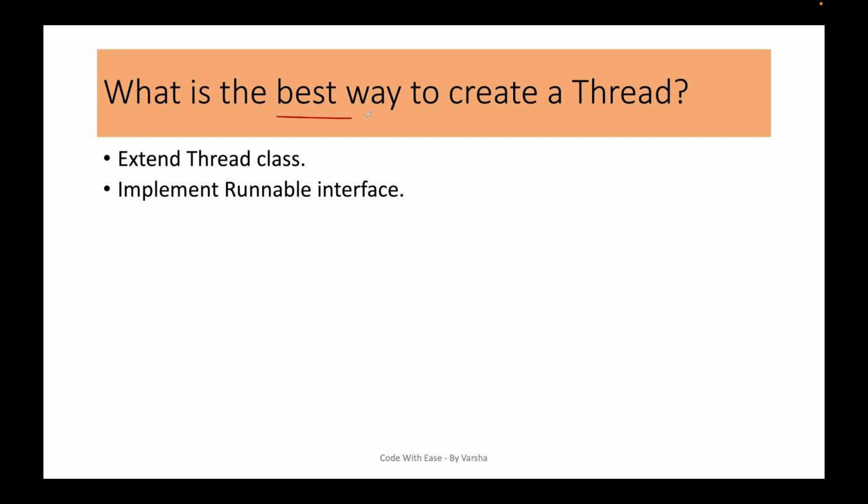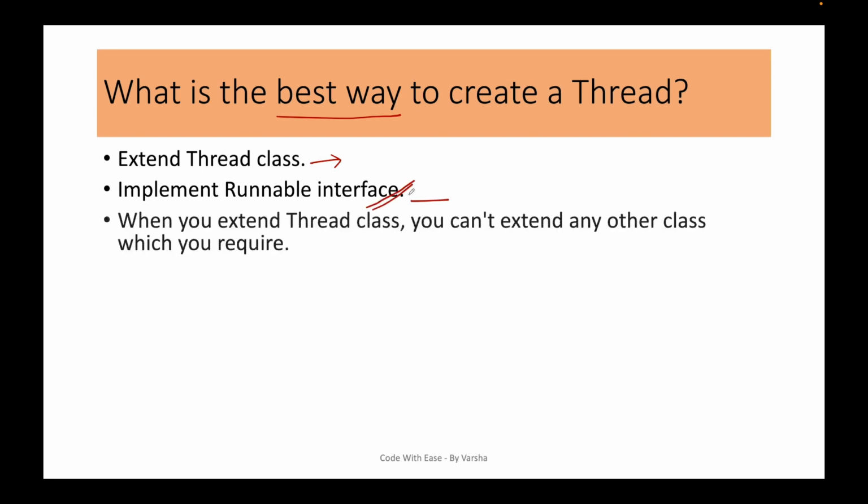Why do we need a best way to create a thread? Why is this question coming? This question comes because there is some overhead which is associated when we extend the thread class, and we don't want it to extend the thread class every time. Ideally, the best way is the second one, to implement the runnable interface.